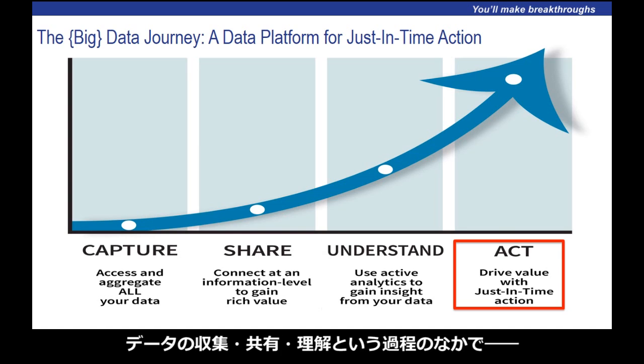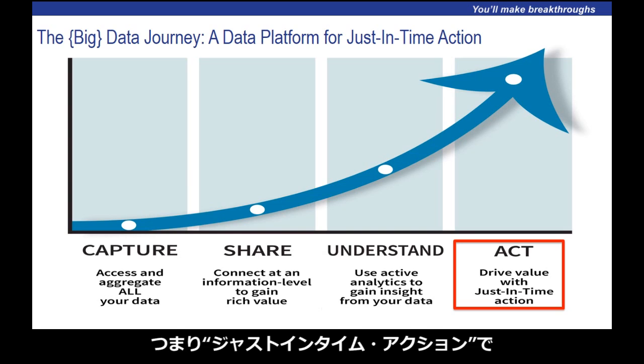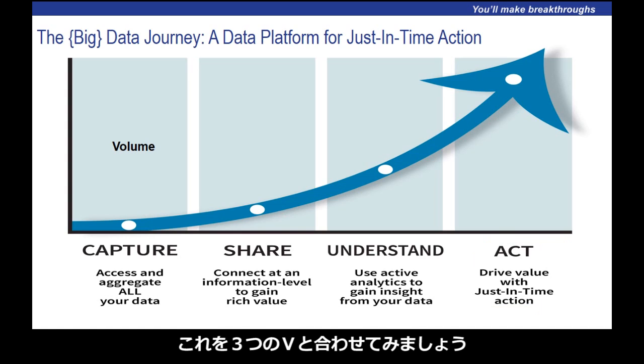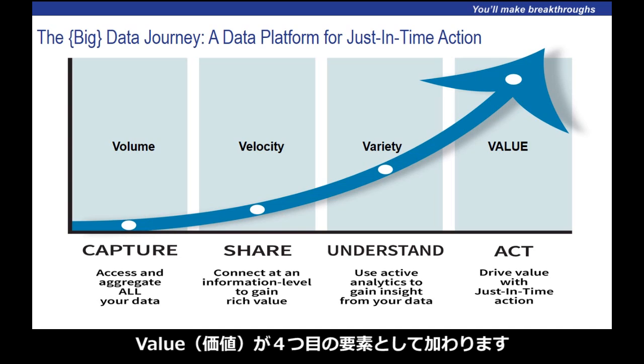As you move through the capture, share, understand journey, you eventually end up with the opportunity to act on that data. And acting on that data at the right time when it's needed. So you can drive and generate value with what I call just-in-time action. So tying it back to the famous 3 V's, we see that volume, velocity, and variety line up very nicely, and therefore we have our 4th dimension or 4th V of value along the act.